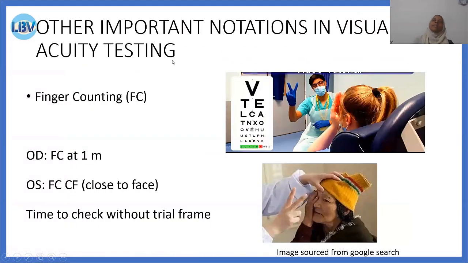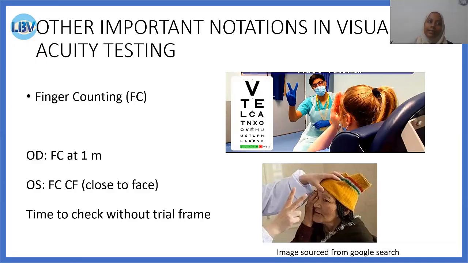For example, you also tried taking vision at different distances, like at 3 meters, 2 meters, 1 meter, and nothing is working. The patient is not able to perceive a single letter. So what do you do then? There are certain other notations that you can usually see in visual acuity testing. The first one is finger counting. It is very easy to perceive how many fingers you can see rather than to perceive details of the optotype. So you just ask the patient how many fingers they can see.